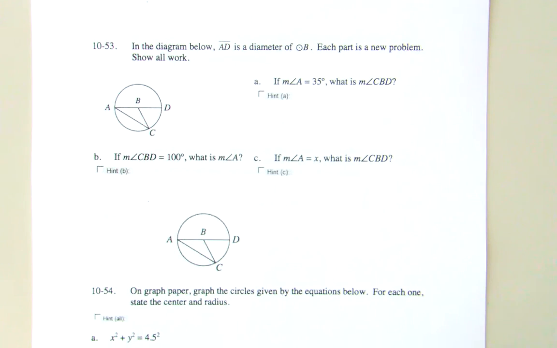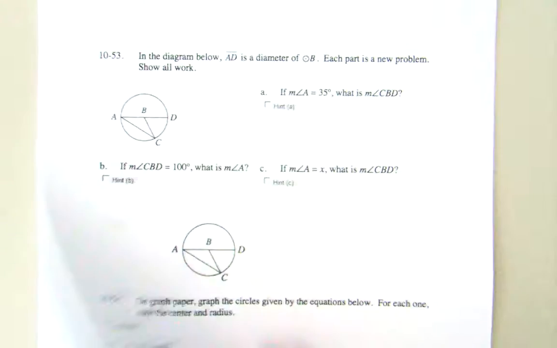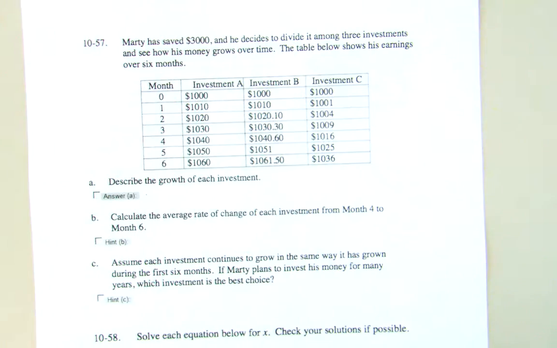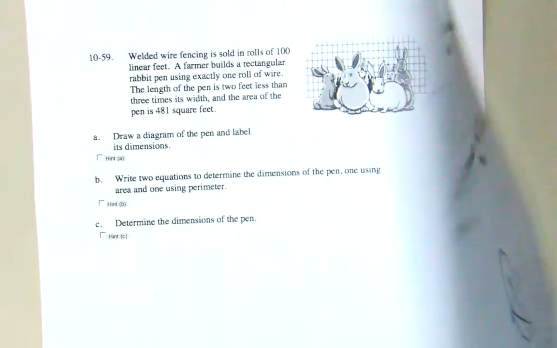Okay, this is math 2. We're going to do 53 to 56 in this video, and then I'm going to pick up with 57, because it actually takes a little while for 57 and 59.